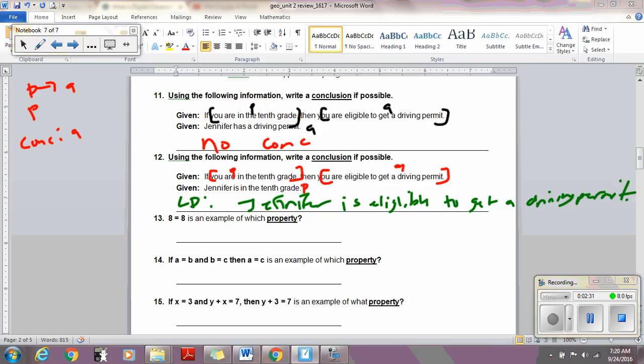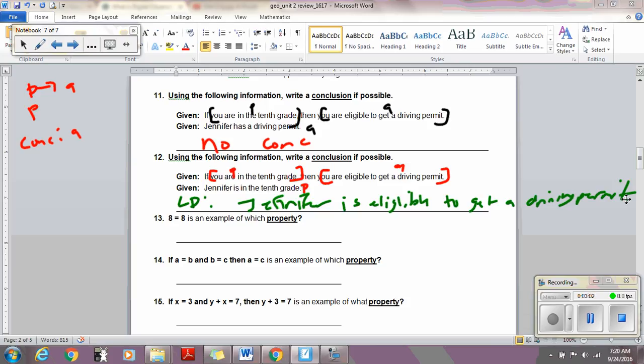So you notice the difference in 11 and 12. We can't assume anything. It has to follow a specific pattern in order to write a valid conclusion. And we always want our conclusions to be valid. In order to be valid, it has to be based off of a law that has already been proven. And the law of detachment is one of those laws that has been proven. So the pattern is a must.